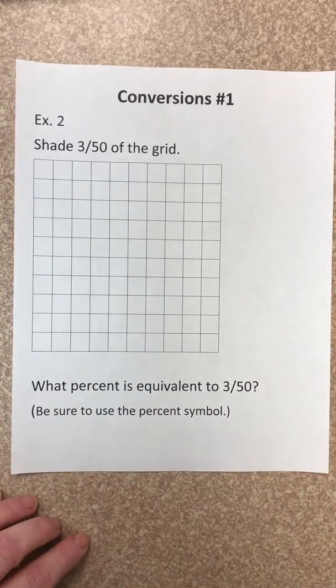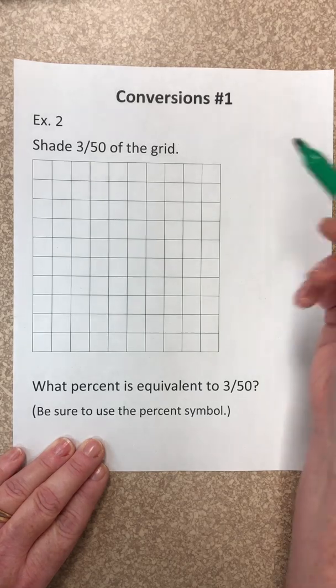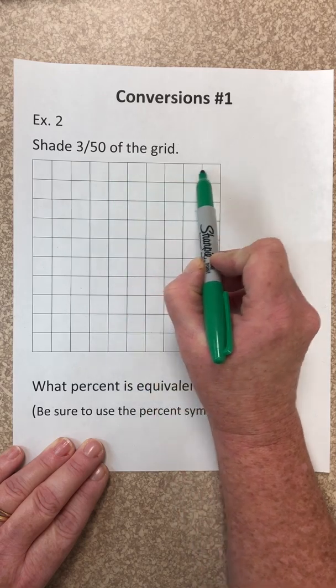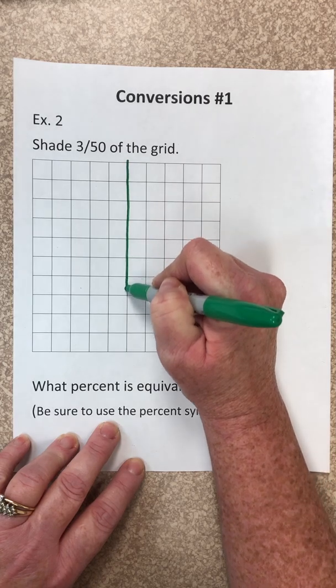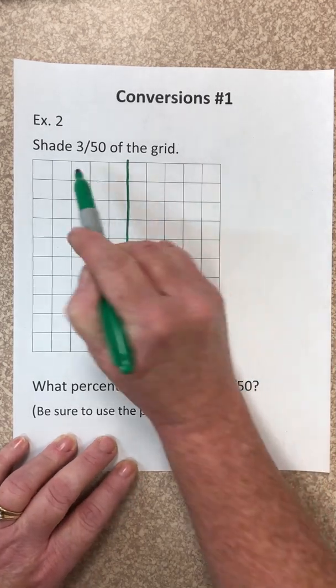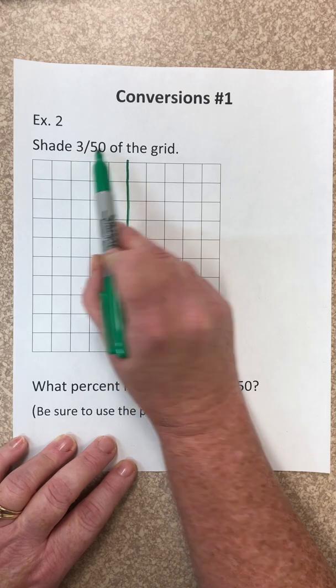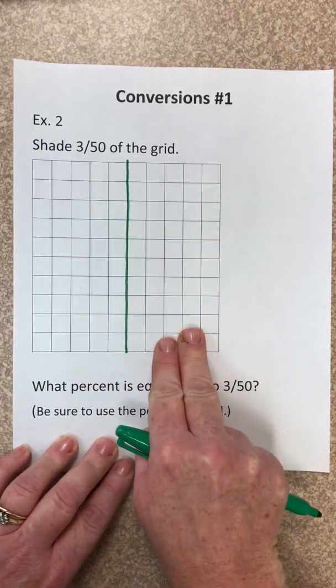Shade 3/50 of the grid. Well, you might say, wait a minute, this grid doesn't have 50 squares, it has 100. Yeah, that's right. So if I want to think about dividing this into half, I'm just going to use my marker to show you this. 1, 2, 3, 4, 5, 6, 7, 8, 9, 10. Half would be here. And this time I'm going to go vertically instead of going across. And this says I'm going to shade 3 out of every 50. So the left side of my green line is 50 squares and the right side has 50 squares.